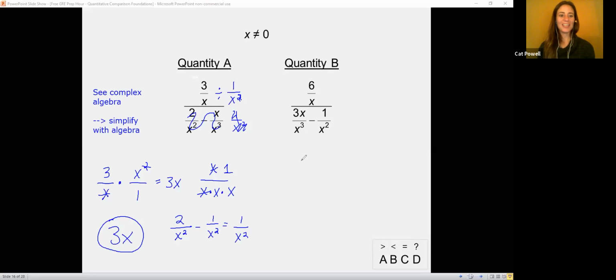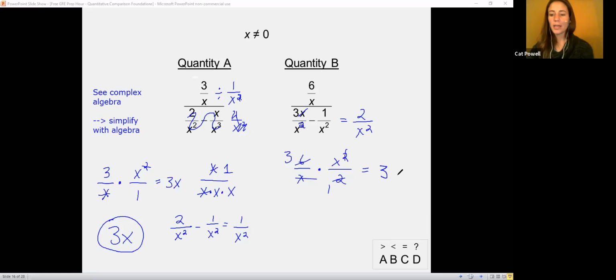Cool. I like it. I'm seeing lots of correct math. Just really quickly, I can cancel this x here, get x squared. 3 minus 1 is 2, so I have 2 over x squared. I flip that to multiply. I can cancel, cancel. And as many of you got, I also get 3x. And awesome, I have 3x in quantity A, I have 3x in quantity B. Those are exactly the same.